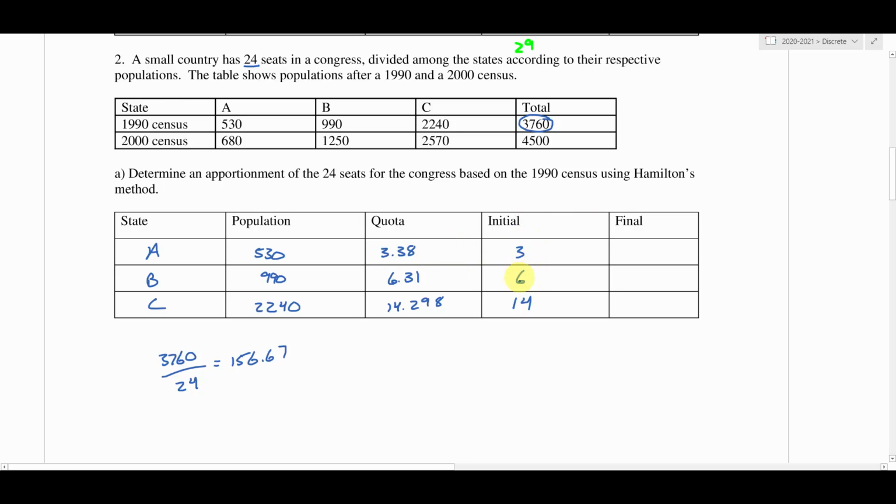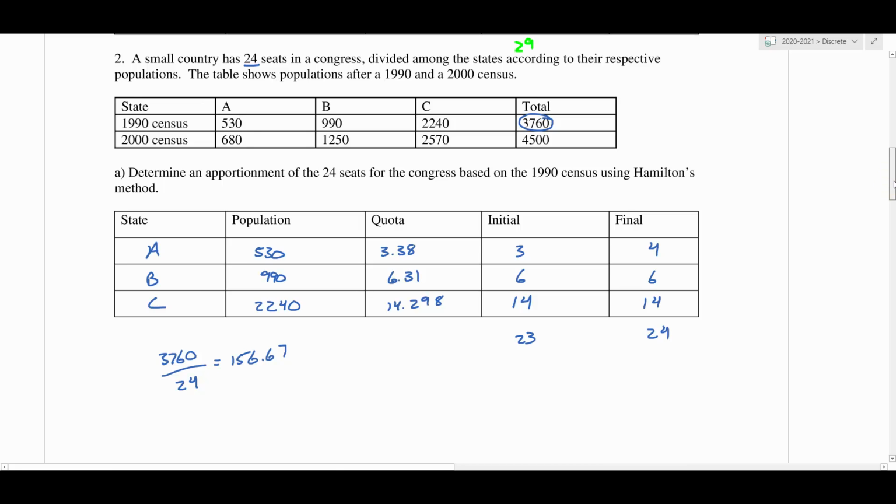So 3, 6, and 14, 9 and 14 is 23, and we need 24. So there is a bonus seat here that we need to give away, and it's going to go to state A. So they're going to go up to 4. The other two stay the same, and now we have 24 representatives apportioned. So remember those numbers, 4, 6, and 14, and you're probably guessing what's going to happen: somehow someone is going to lose something that shouldn't have. All right, so let's see what happens here.